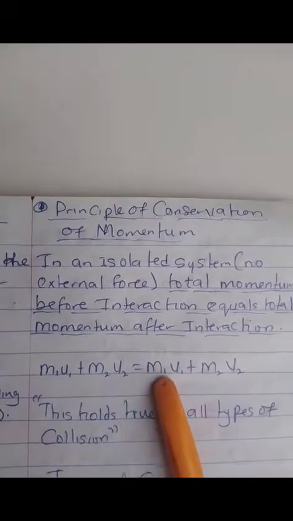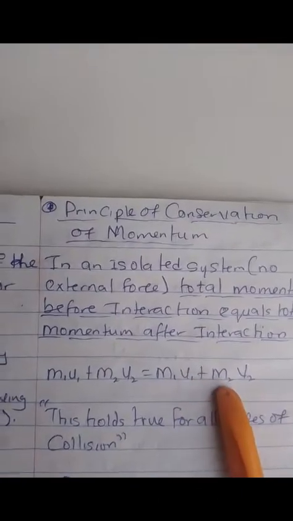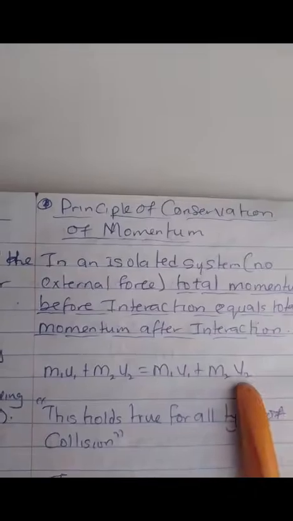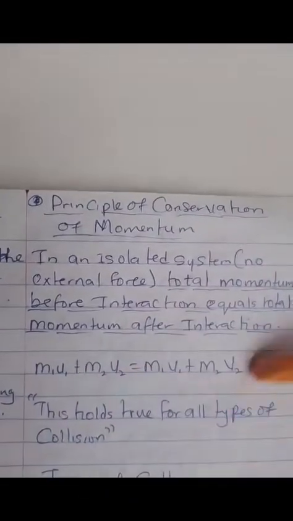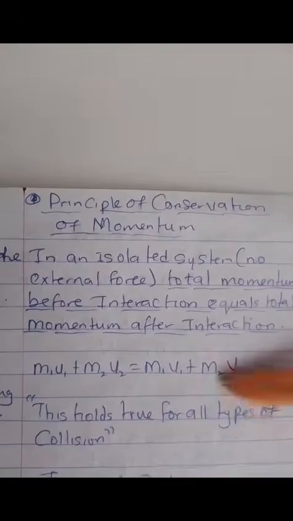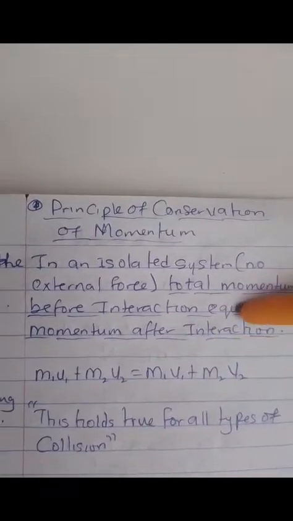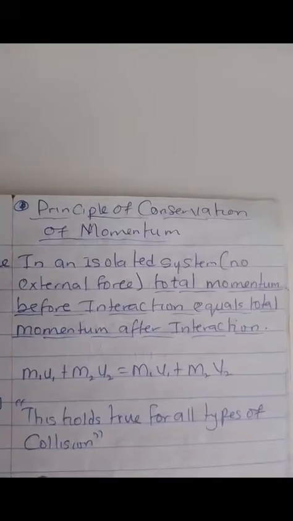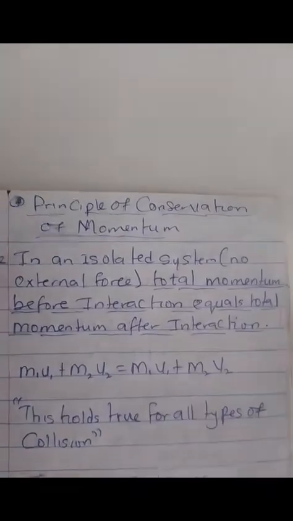Now we'll have m1, the mass of the ball, which will not change, but there will be a change in the velocity. The second ball also has its mass and final velocity. This holds true for all types of collision, whether perfectly elastic, inelastic, or elastic, which we'll talk about later. So the total momentum before the interaction is equal to the total momentum after the interaction.